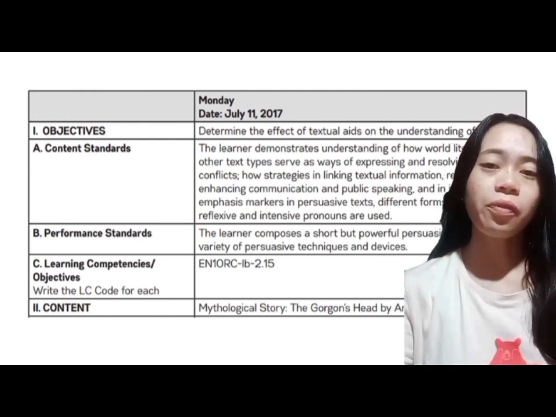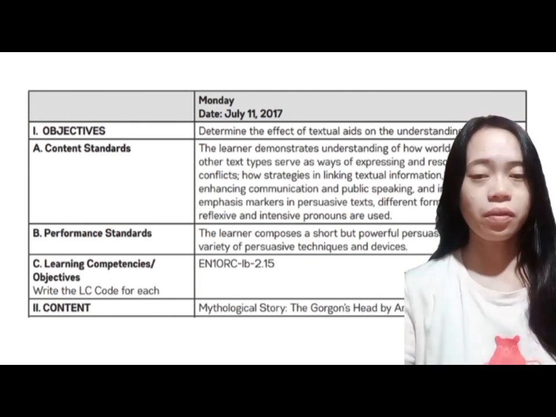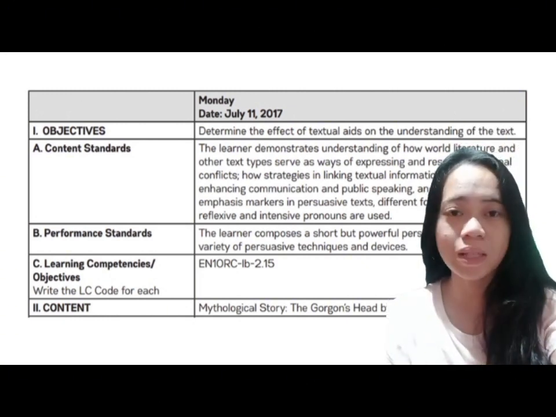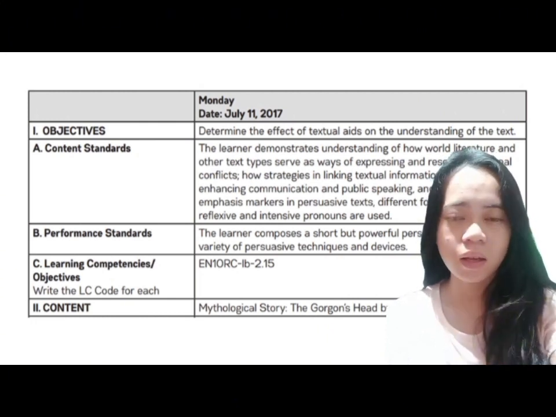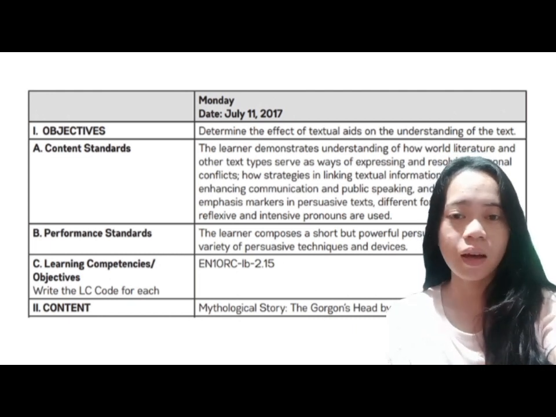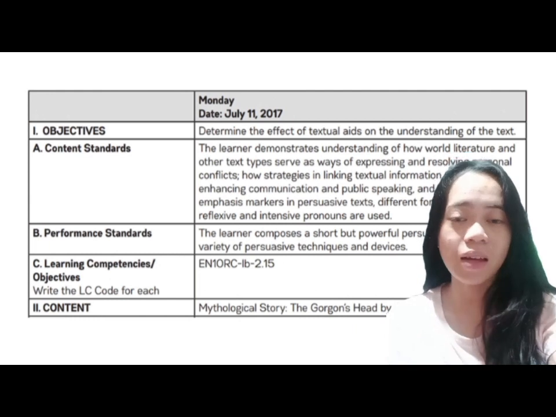So the first one is the objective. Objectives are specific statements describing what students should know or be able to do by the end of the lesson. It provides a clear target for both teachers and students, and it helps to ensure that learning is intentional and focused.